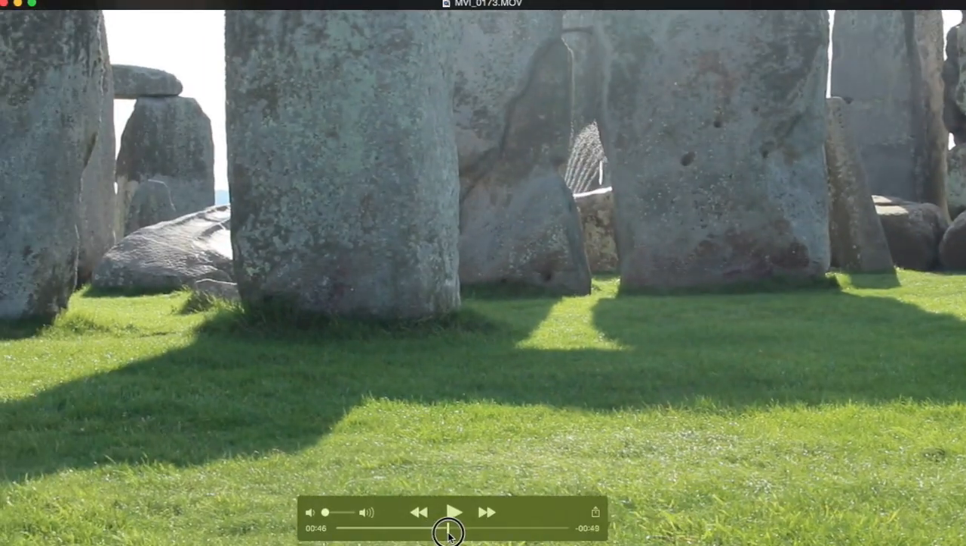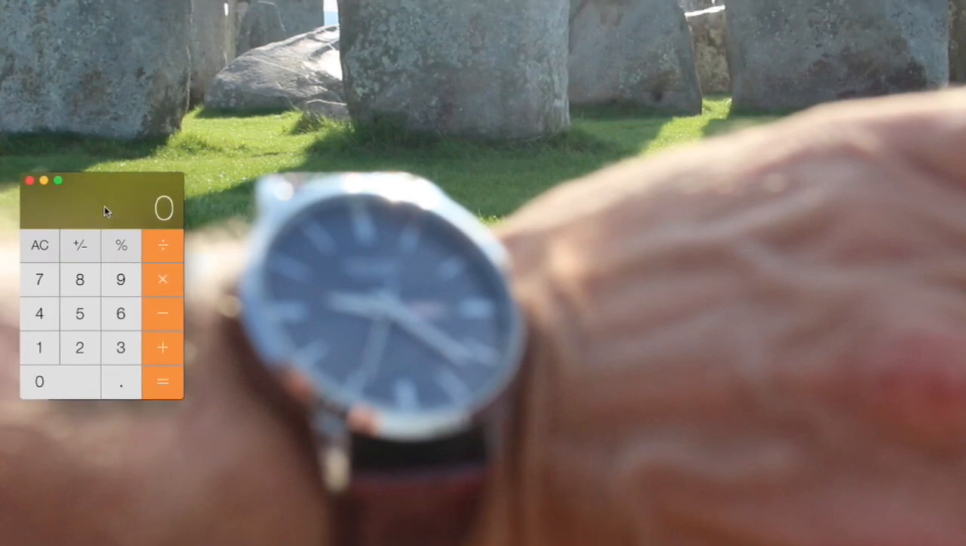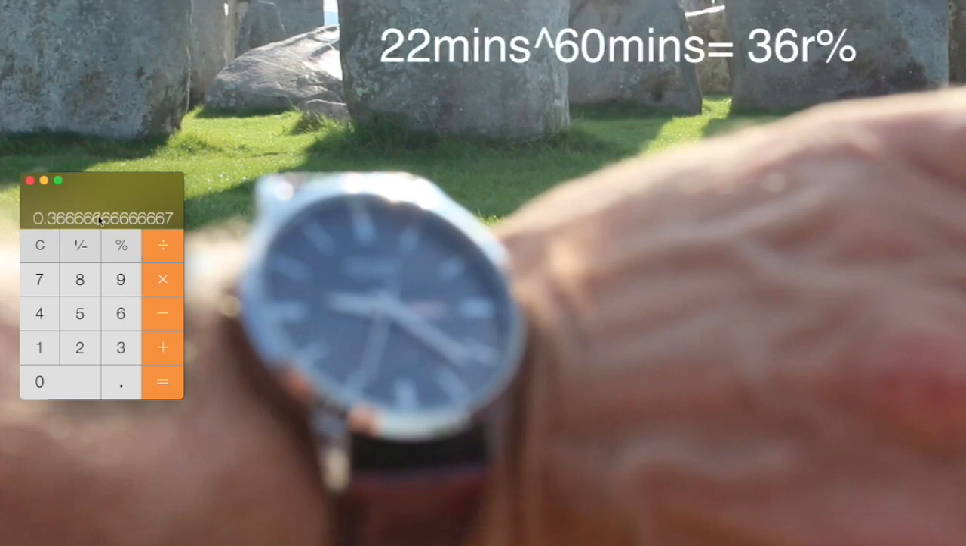Now, I'll just move this along a little bit, but we can see we've got roughly 9:22. This is August the 25th, so this is in British summertime, so we have to convert this back to GMT, Greenwich Mean Time, which gives us 8:22 in the morning. Now, we need to convert that time into 30-hour time, so we divide the 22 minutes by the 60 minutes of the 60-minute hour, and this gives us the percentage of the hour those minutes represent.